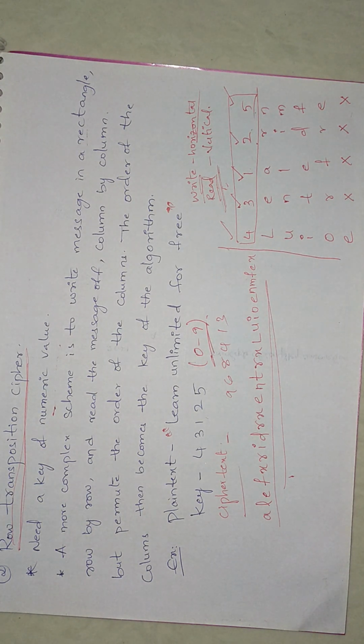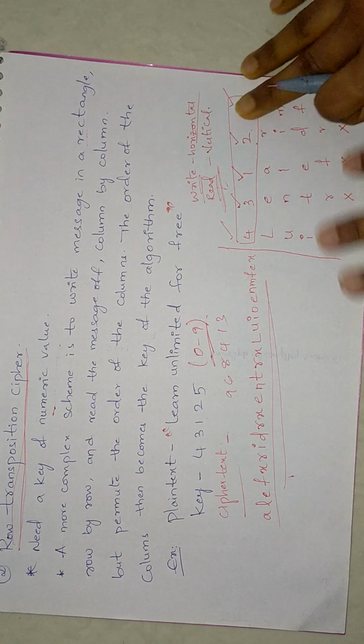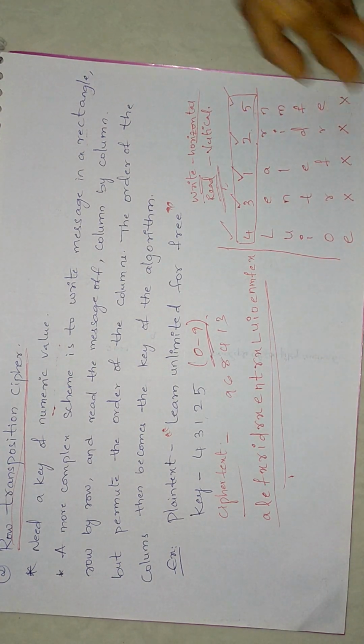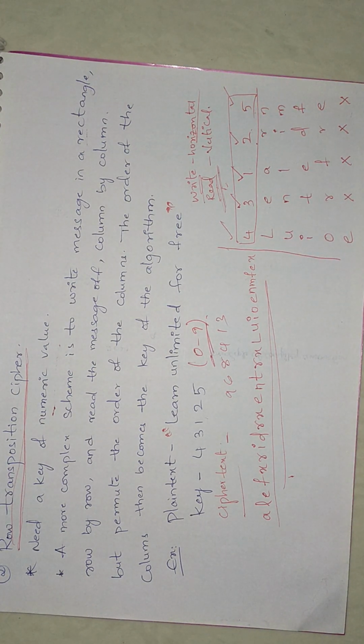This is how the row transposition cipher works. This is one example. Similarly, no matter how many words or sentences we have, we will encrypt them using the same procedure for the row transposition cipher technique.